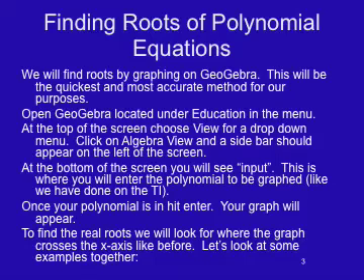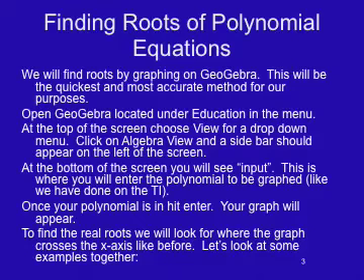Another way that we can find the roots of a polynomial is by graphing them. We're going to use a program called GeoGebra, which is located on your computer, and it's going to be the quickest and most accurate method for our purposes. You'll go to GeoGebra under Education in your menu on your computer. At the top of the screen, you're going to choose View for a drop-down menu and click on Algebra View so that you have a left-hand column on your screen. So you should see a graph with a left-hand column.